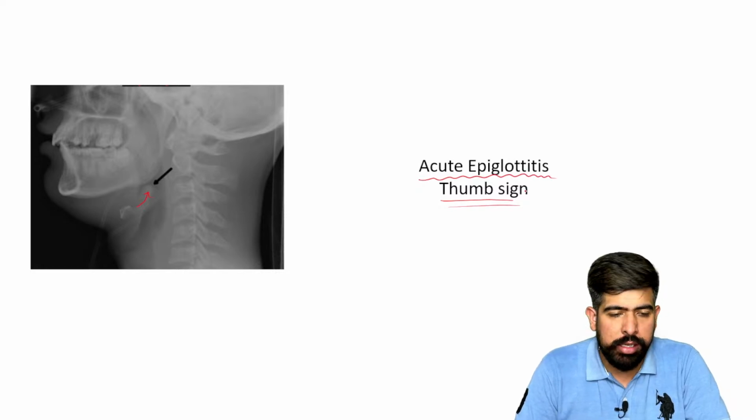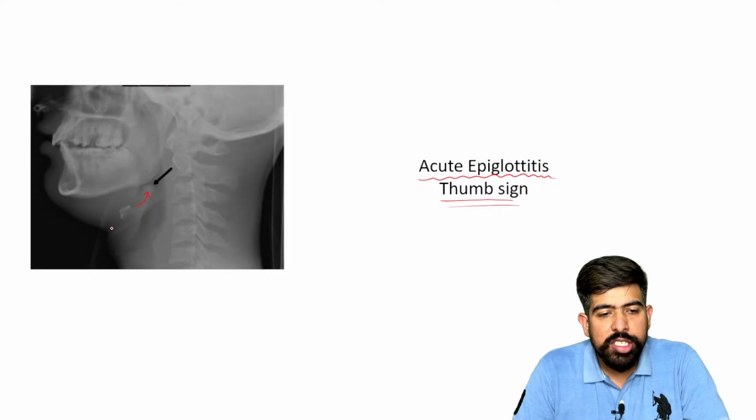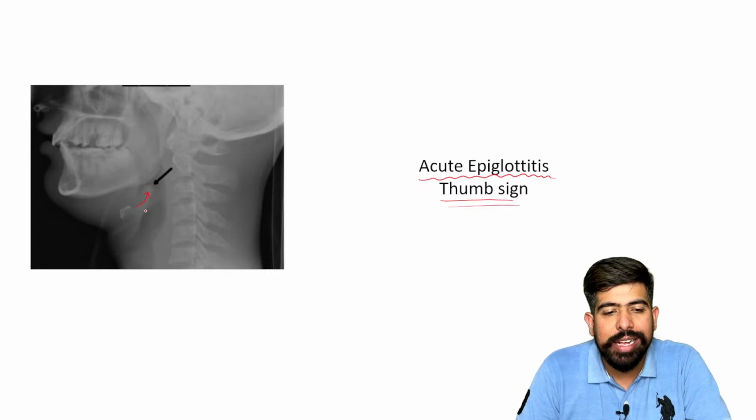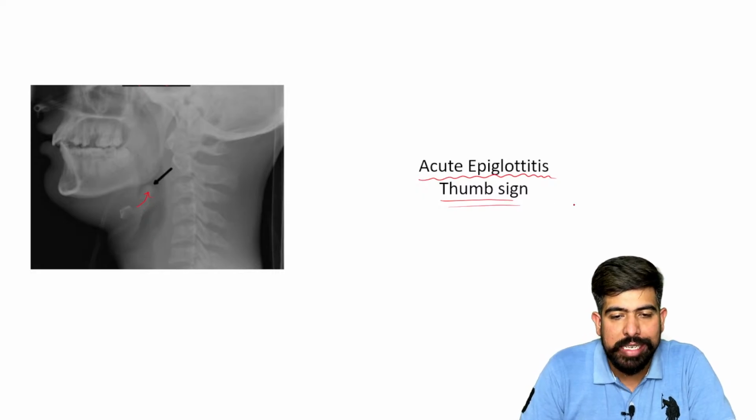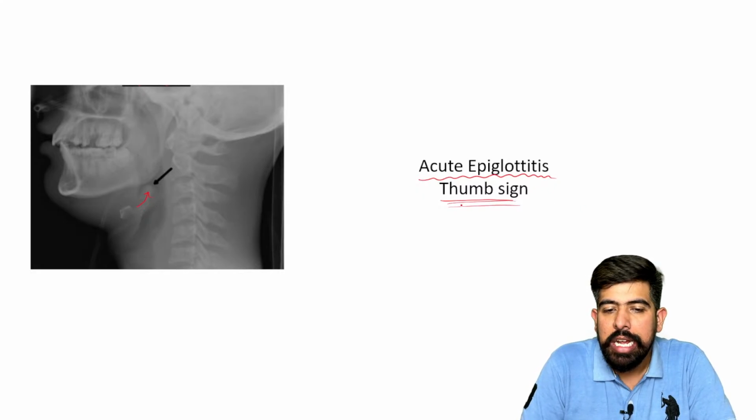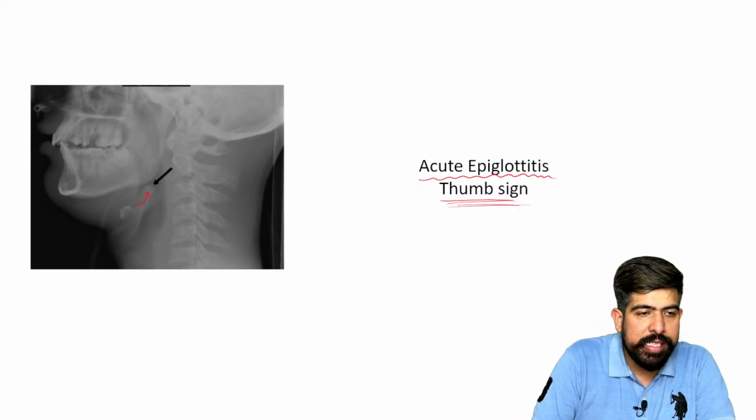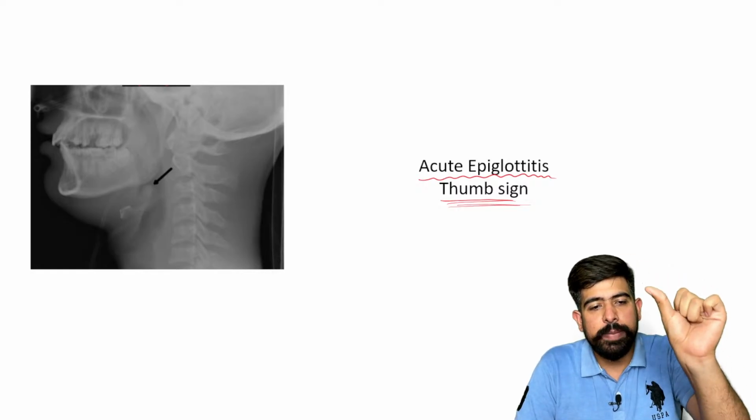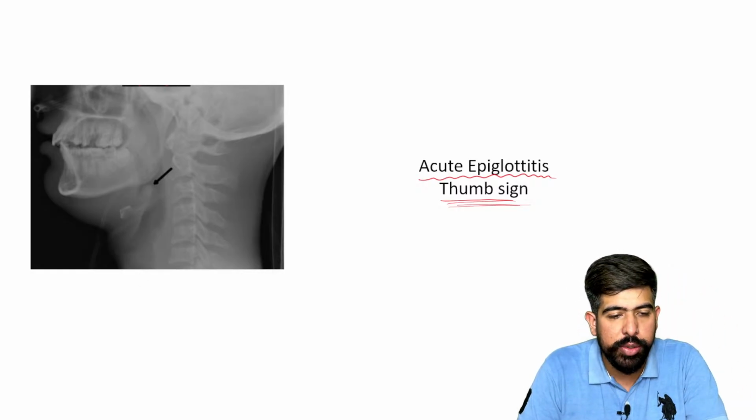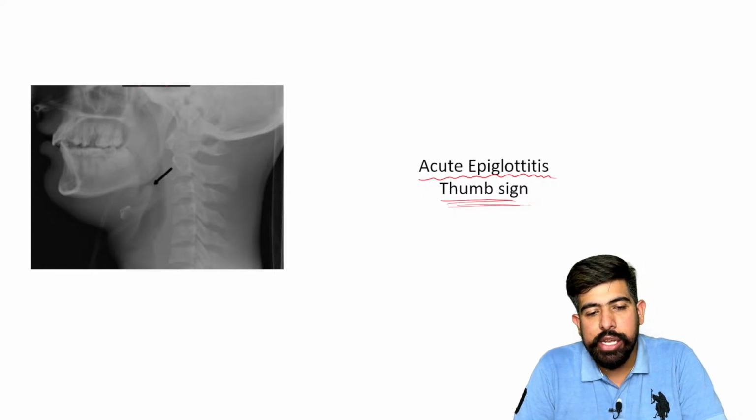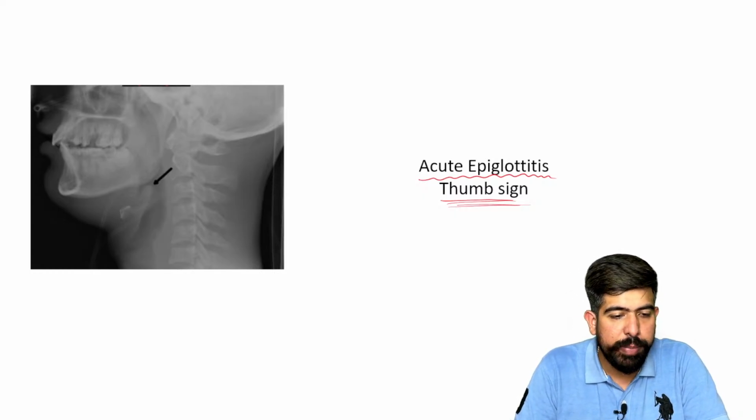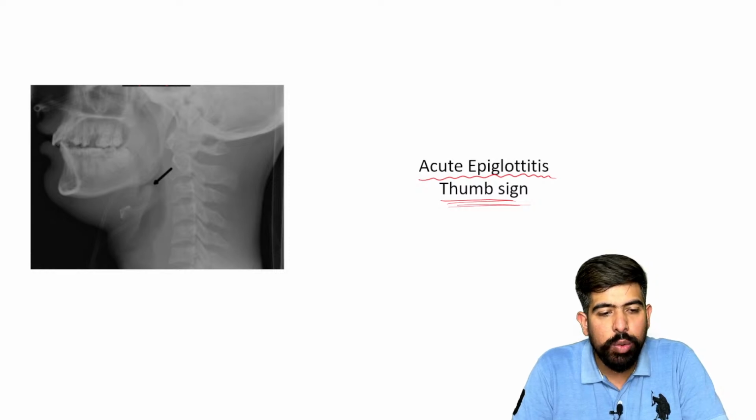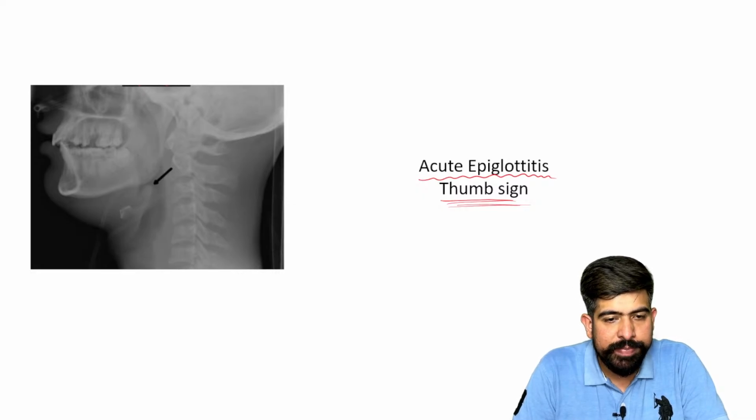Guys, please remember that in acute epiglottitis the shadow of the epiglottis will look like a thumb. So this is the thumb sign seen in acute epiglottitis. Please remember it from ENT. I hope you saw this. So again, I'm erasing it and showing you: this arrow mark is showing a thumb-like structure. If this thumb-like structure is seen, that means it is acute epiglottitis. This is the diagnosis: acute epiglottitis.